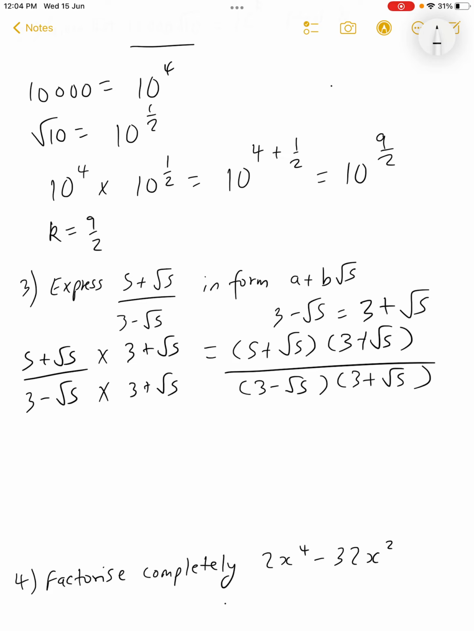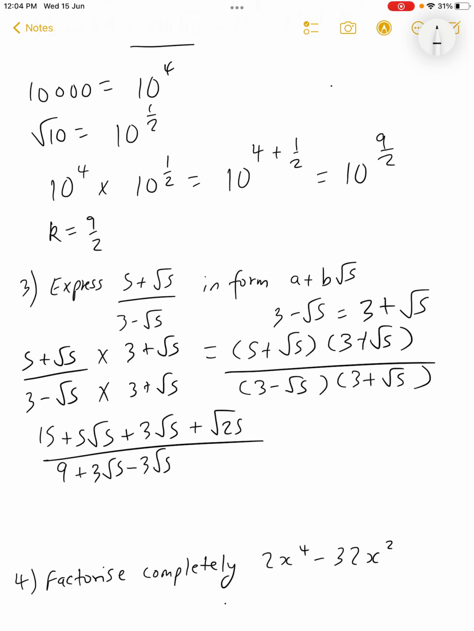Hopefully you guys should know how to expand brackets. So 5 times 3 is 15, plus 5 square root 5, plus 3 square root 5, plus square root of 25. This will be divided by whatever you get when you open the brackets at the denominator. So that's 9 plus 3 square root 5 minus 3 square root 5 minus square root 25.